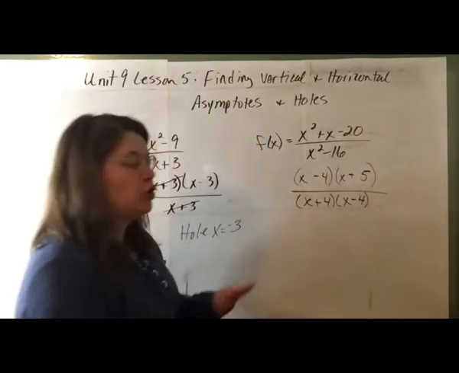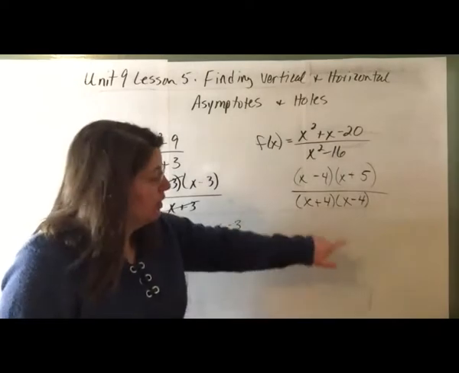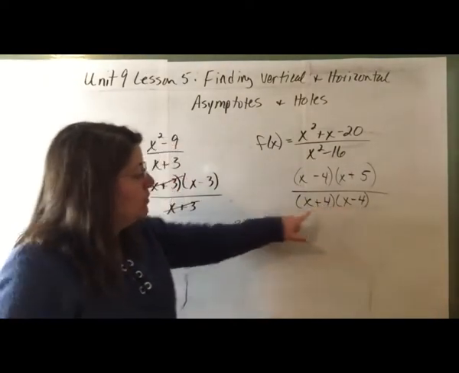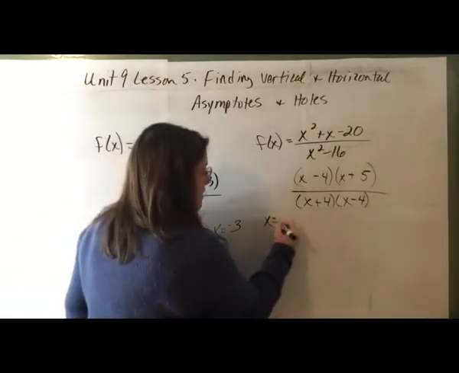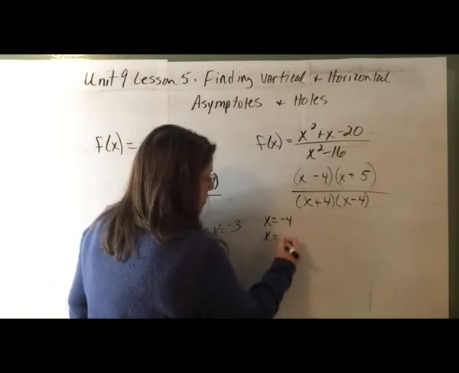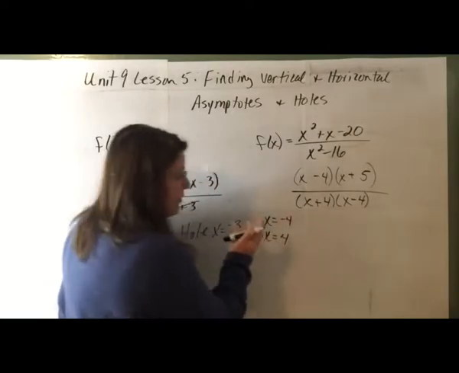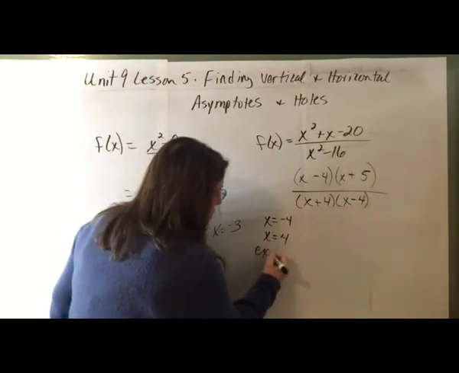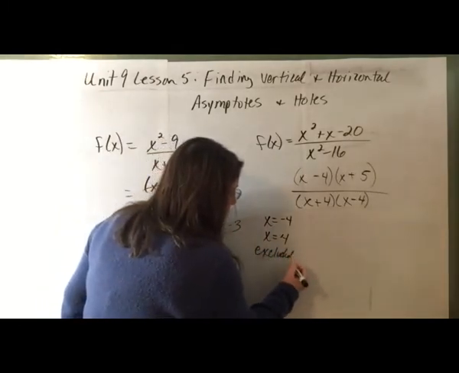Now, we have two excluded values here. When we set these equal to 0, we would have x equals negative 4 and x equals 4. Those two have something special happening. Those are our excluded values.